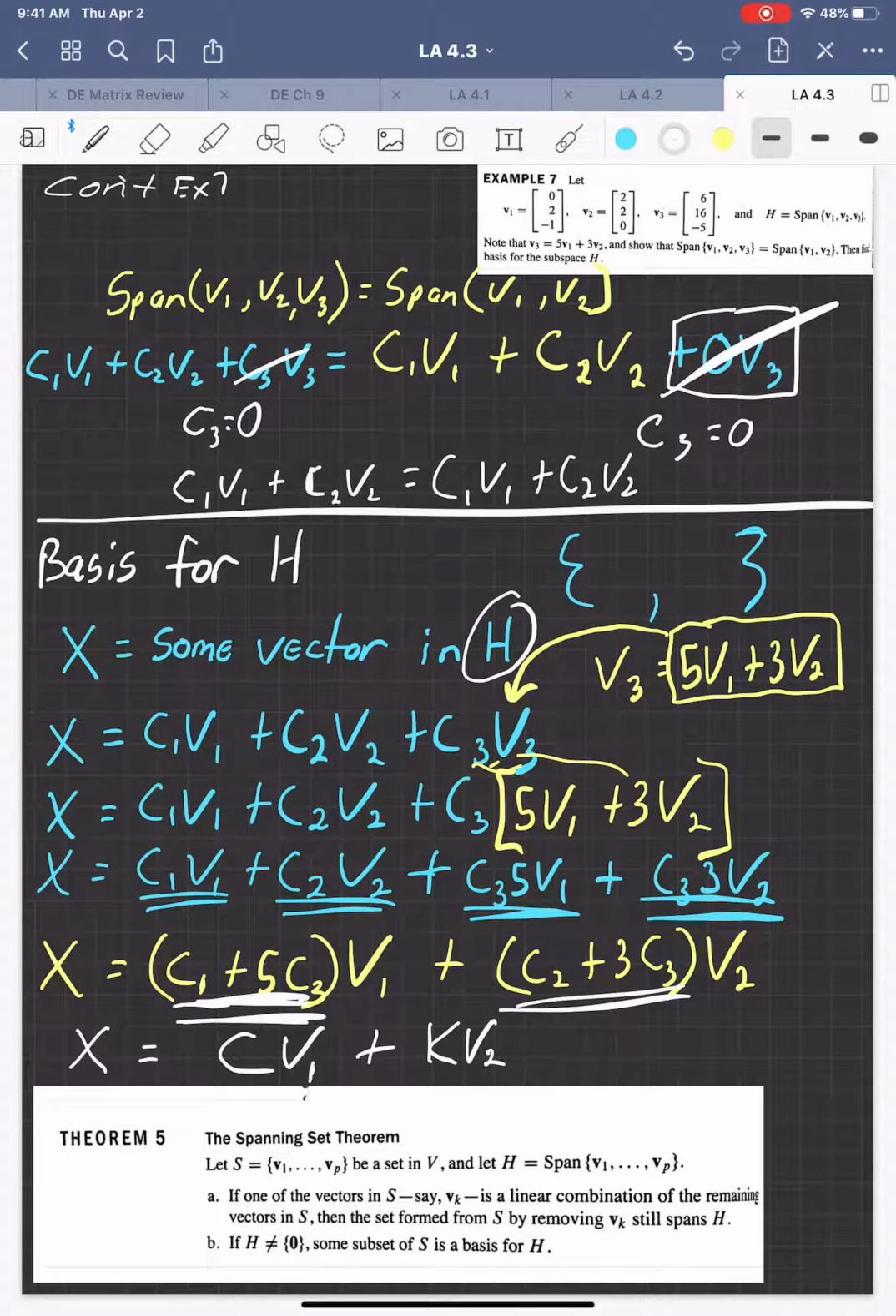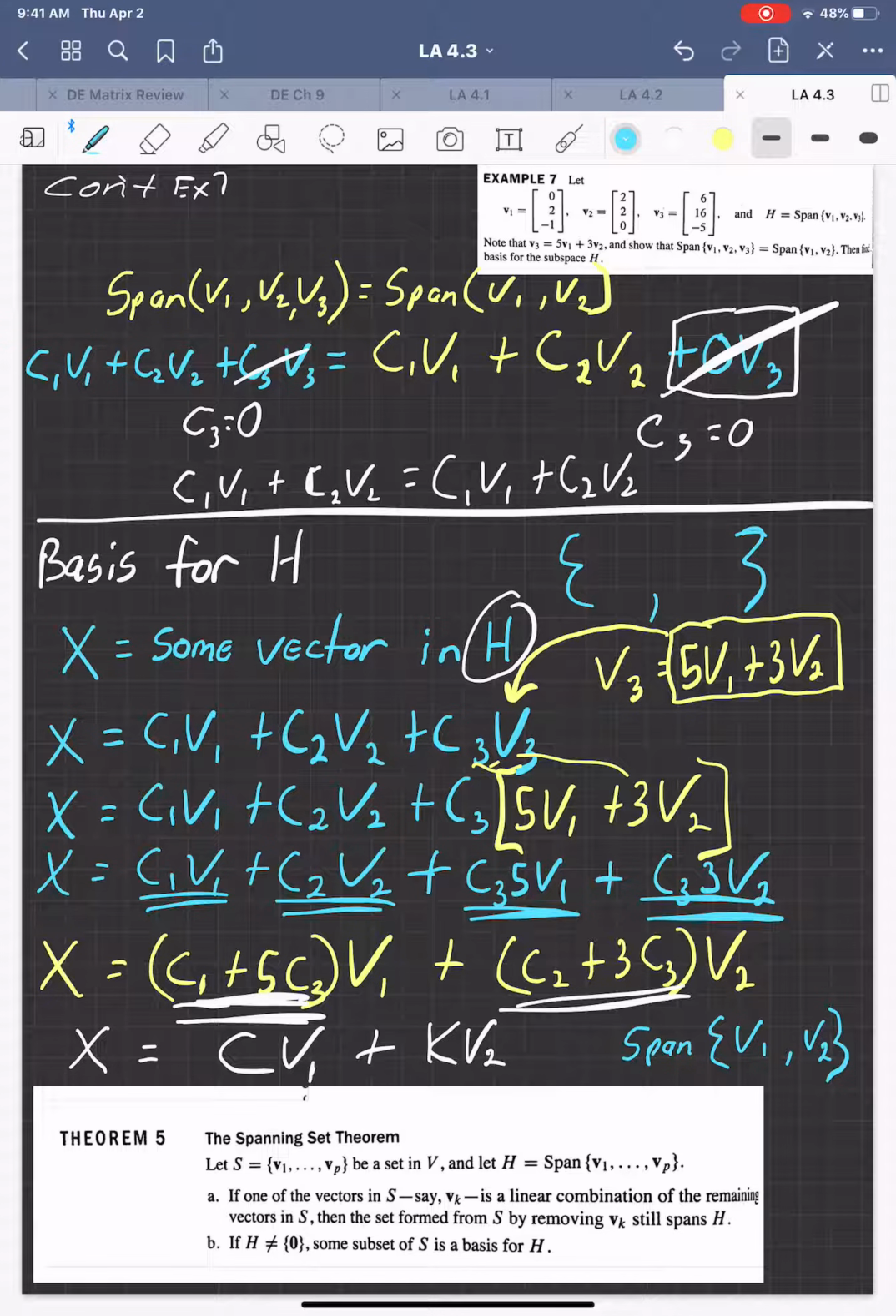So in that scenario, what is the span? What is the answer to this question? Any vector x is in the span of these two basis vectors, just v1 and v2. So the theorem that you see below is just the more formal way of me telling you that sometimes you can throw out a vector. If the third vector is in the span of the first two vectors, then it is not contributing anything.